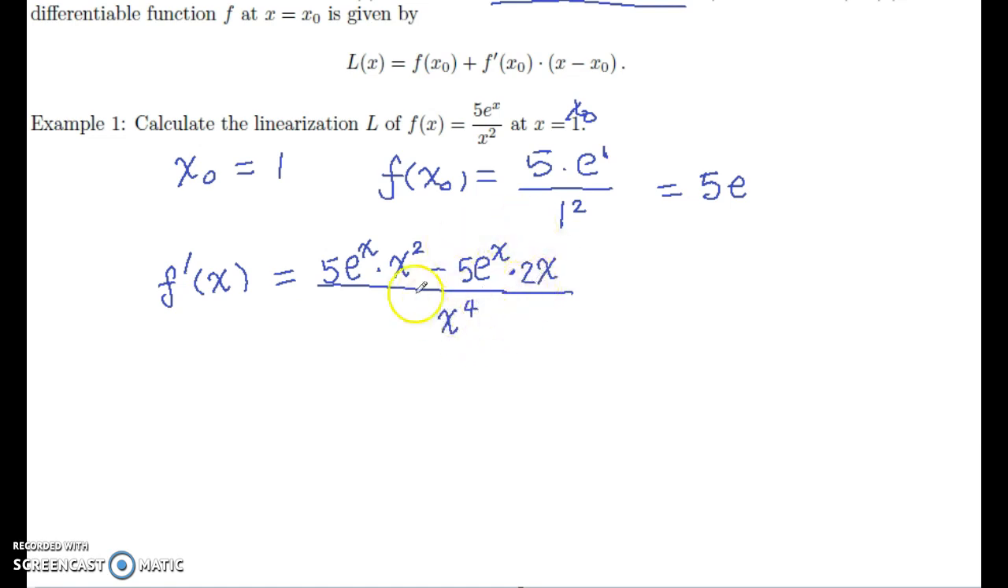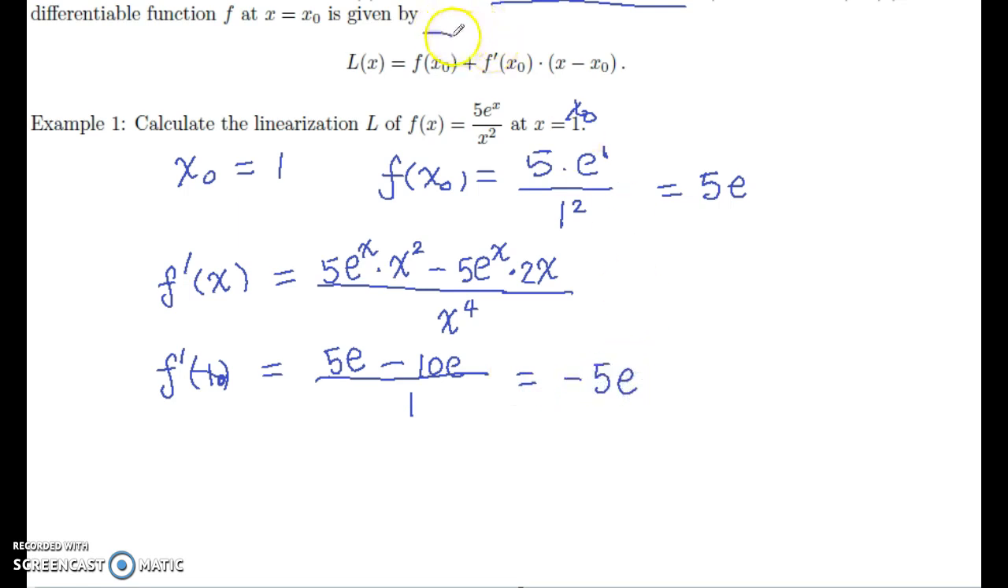You can simplify it, but it's not necessary because all we need is f prime of 1, because x0 is 1. So we plug in 1. We get 5e to the first power times 1, so just 5e, minus 5e times 2, so it's 10e, divided by 1 to the fourth power. So the derivative is negative 5e.